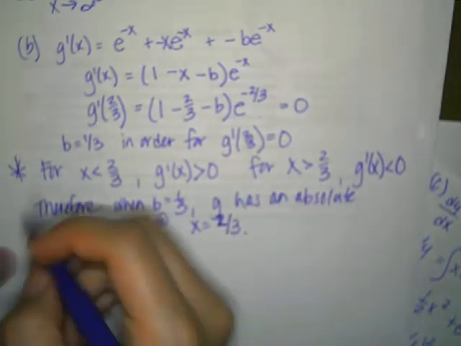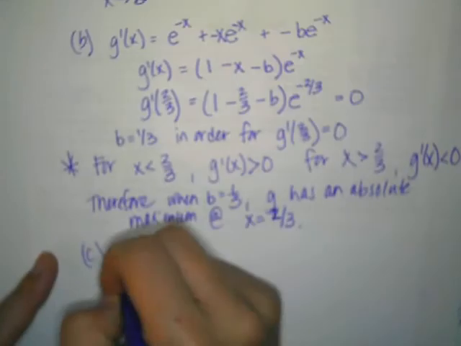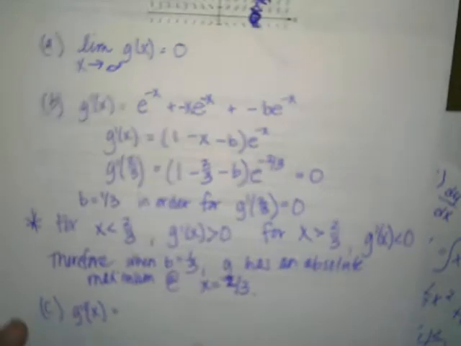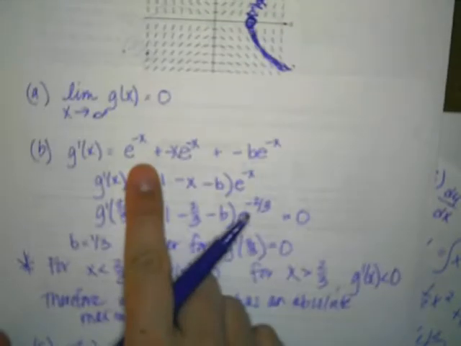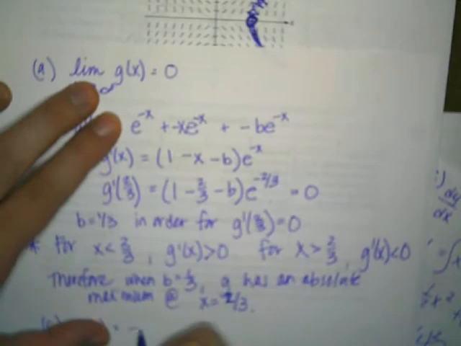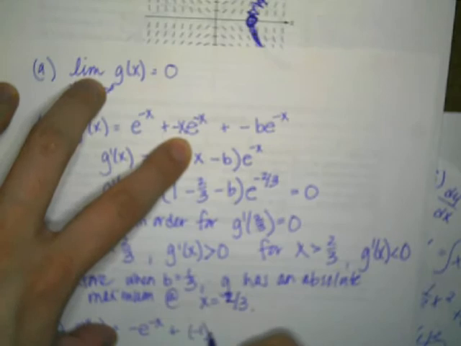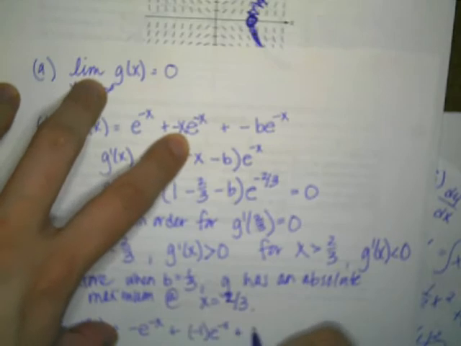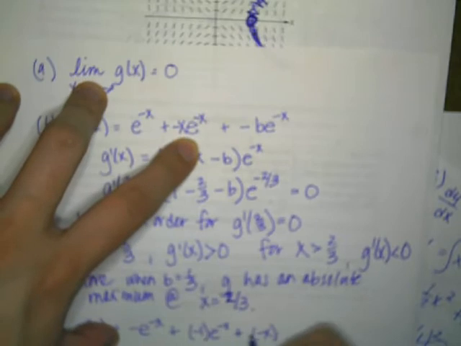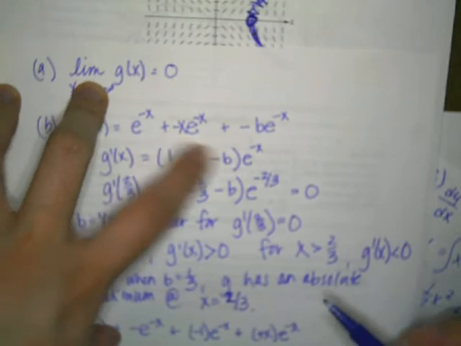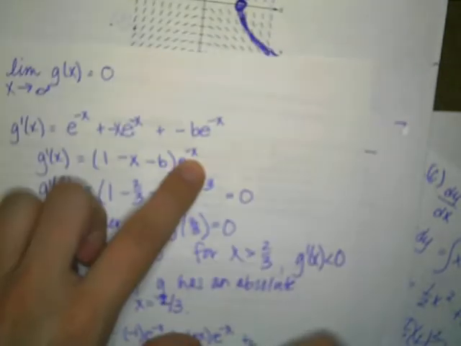Okay, and then for part C, find all values of b, if any, for which the graph of g has the point of inflection on the interval from 0 to infinity. Justify your answer. So now we have to take the double derivative here because we're looking for points of inflection. So looking back up here at this section, we have negative e to the negative x plus derivative of the first, which is negative 1, plus first times the derivative of the second, plus b to the e.